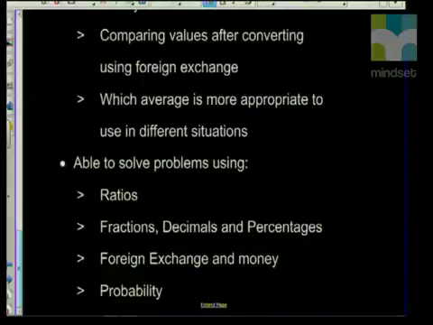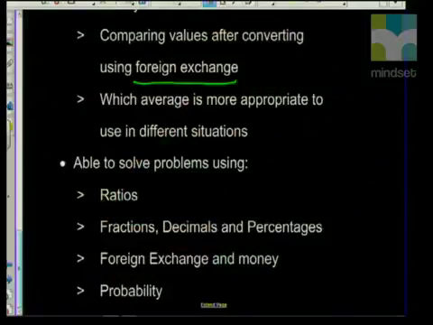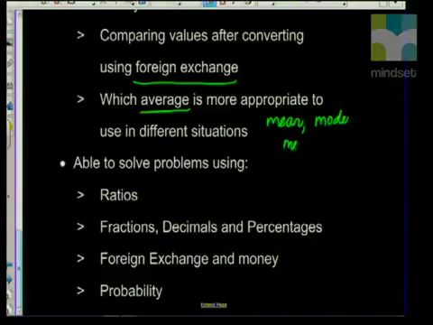You need to also be able to convert into different foreign exchanges and then also be able to comment on or use those different areas of foreign exchange. Another thing you need to be able to do is work with averages. This would be your mean, mode, and median. You would then have to be able to decide which is the best option for the different scenarios and also be able to comment on these.